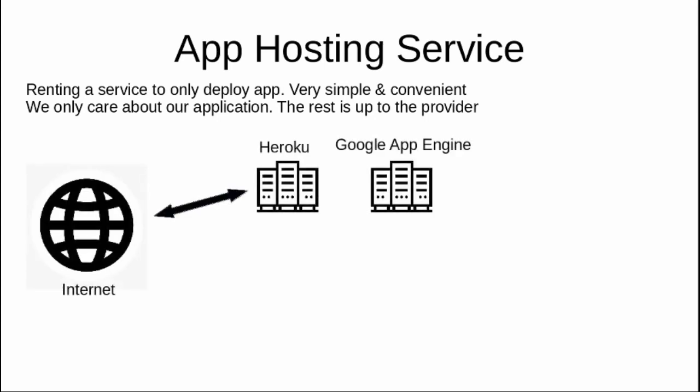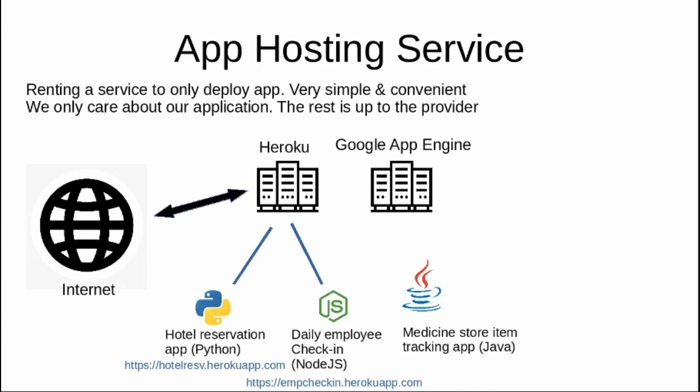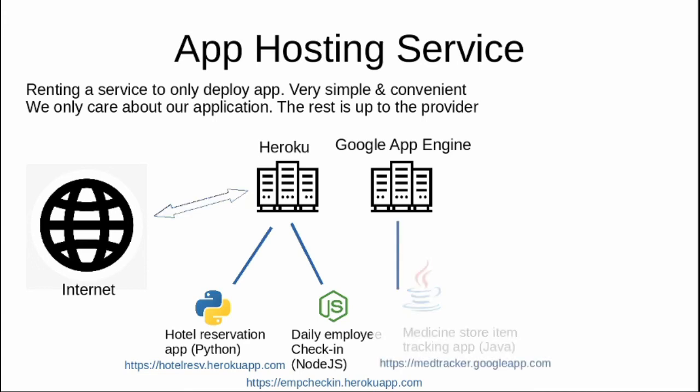So, for example, we have Heroku and Google App Engine, which is connected to the internet, and we have three applications. The first one is hotel reservation, which is made in Python, and two other apps made in Node.js and Java. We can take our hotel reservation and daily employee check-in in Heroku, and it will give a dedicated, not IP address but a URL in which you can access your application with it. Then we store the medicine store item tracking app into Google App Engine, and it also have a dedicated URL.